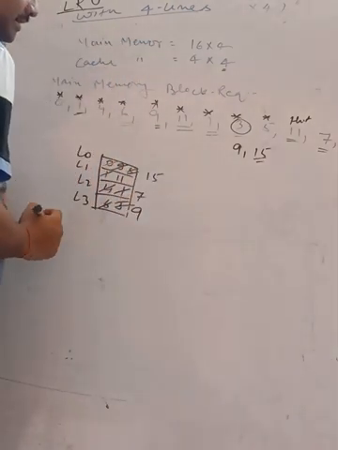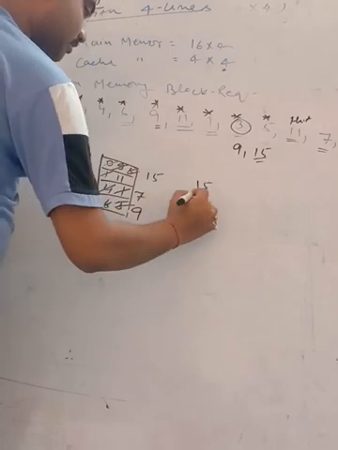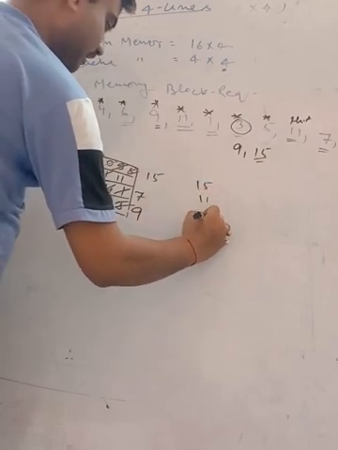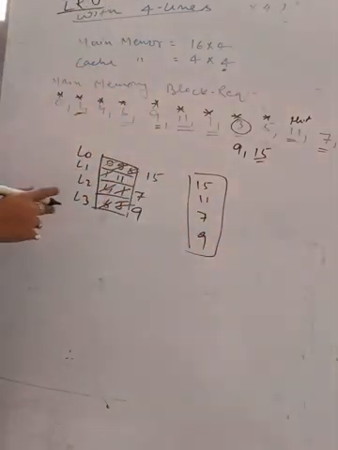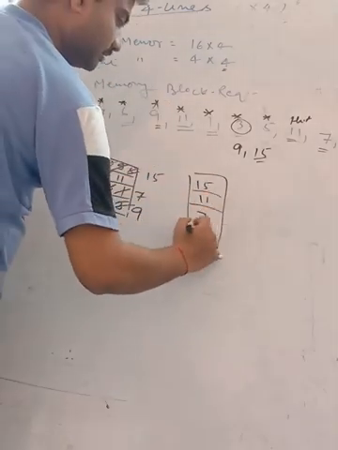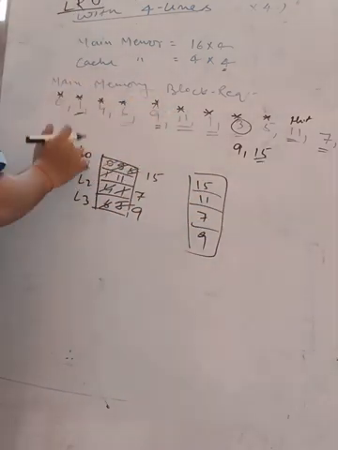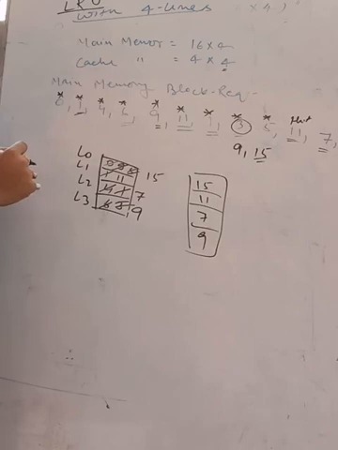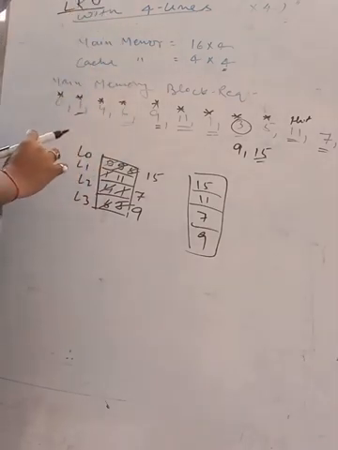In this case, the final contents in the cache memory are 15, 11, 7 and 9. This is the final reference state at the last cycle of the requests. So this is the concept of the least recently used cache replacement policy.